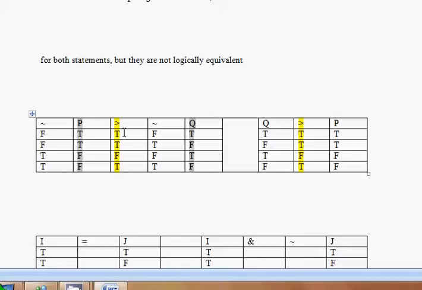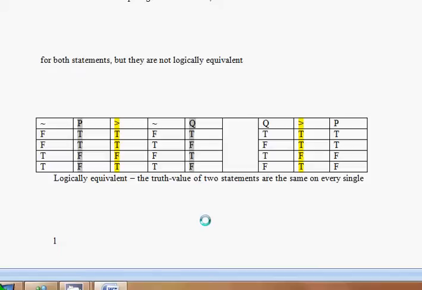And what you're going to find is that in this case, the truth value is the exact same on line 1, it's the exact same on line 2, it's the exact same on line 3, and it's the exact same on line 4. Which means these are what we call logically equivalent, which means that the truth value of two statements are the same on every single line.